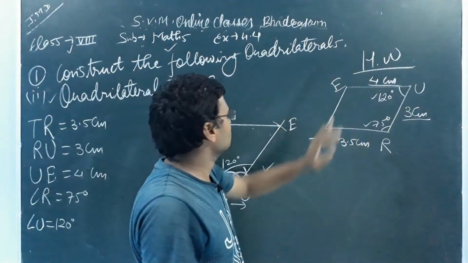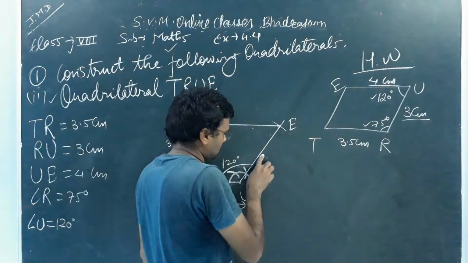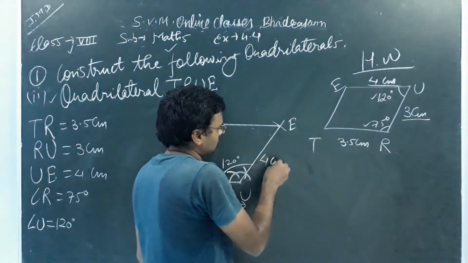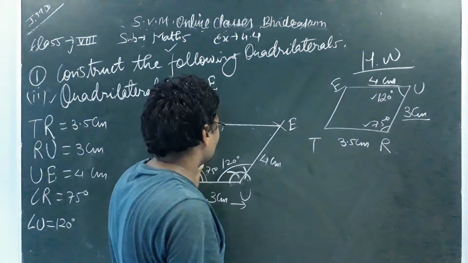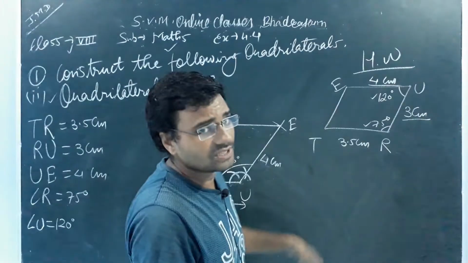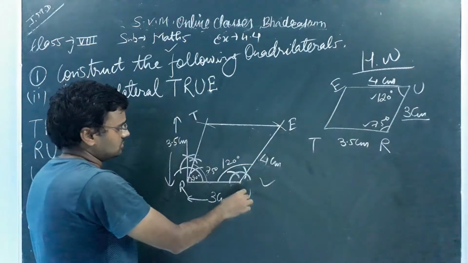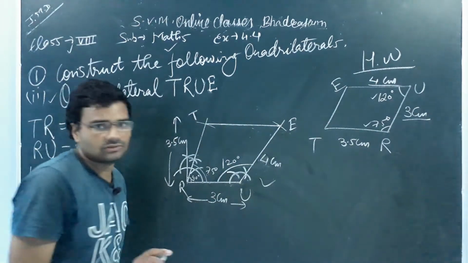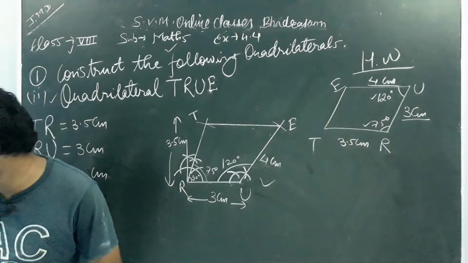From U to E, this is 4 centimeter distance. So I have taken a distance of 4 centimeter over here, and I have just drawn a line for joining T and E. Okay, this is our required quadrilateral TRUE. I hope now you have got each and everything very clearly.